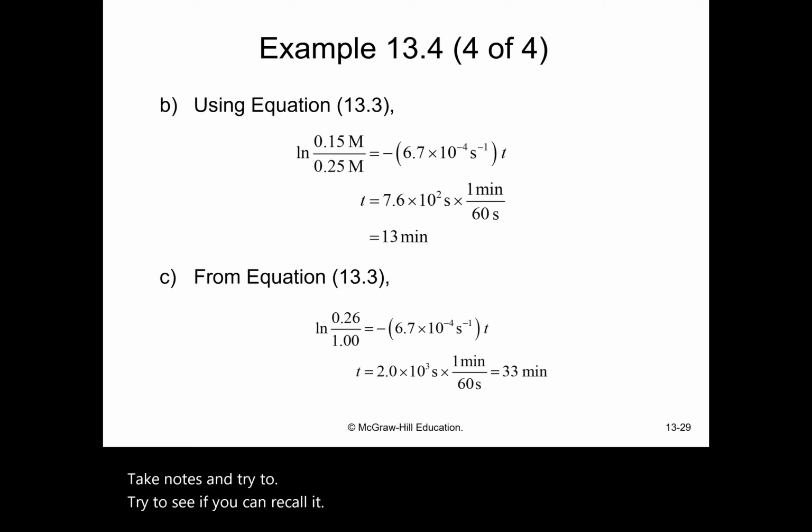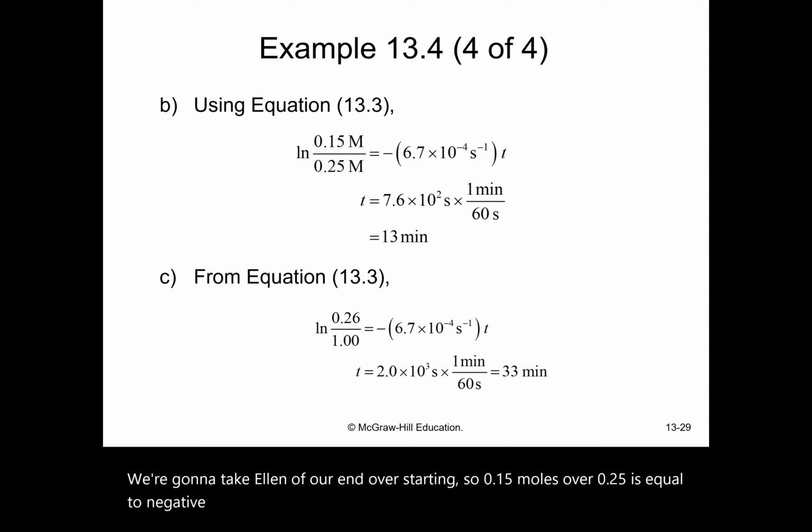For B, we're going to take ln of our end over starting, so 0.15 moles over 0.25 is equal to negative 6.7 times 10 to the negative 4 times t. We're going to get t alone, and we get t is equal to 13 minutes.